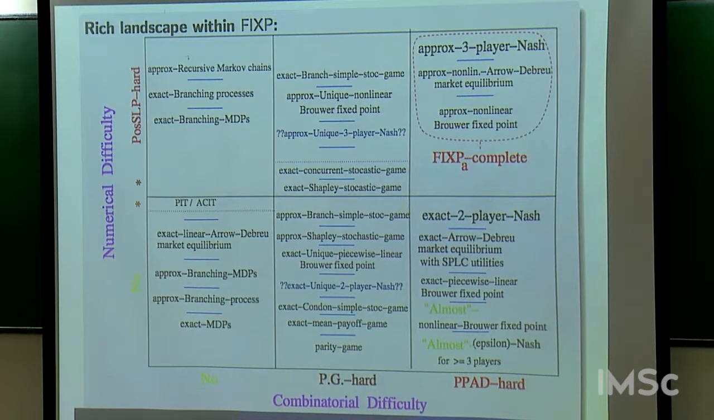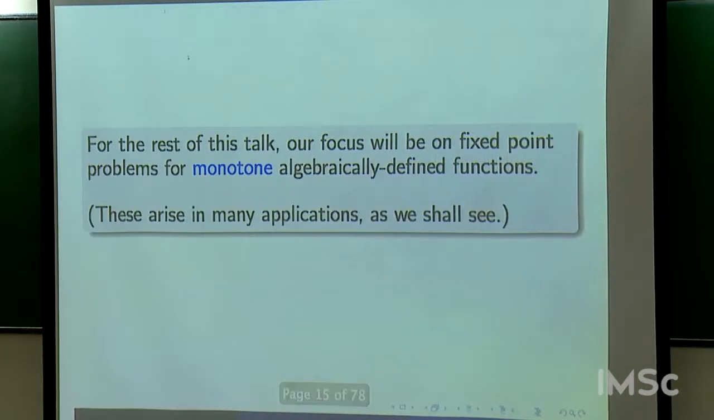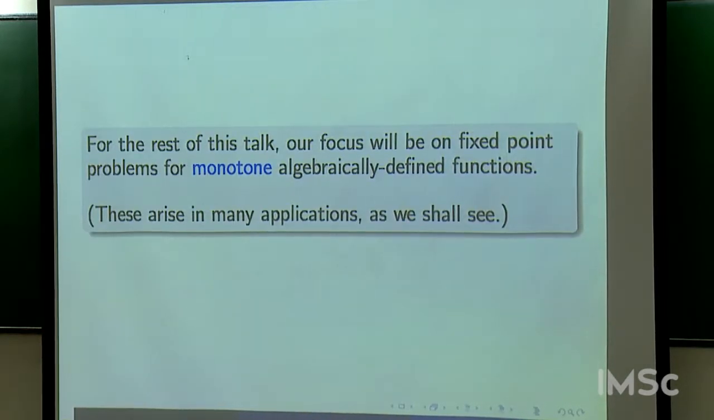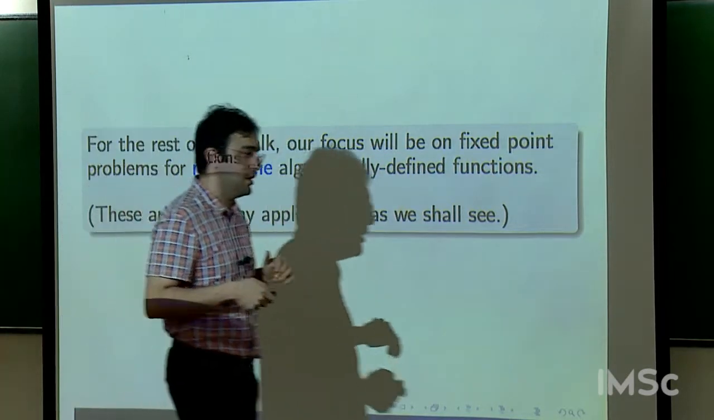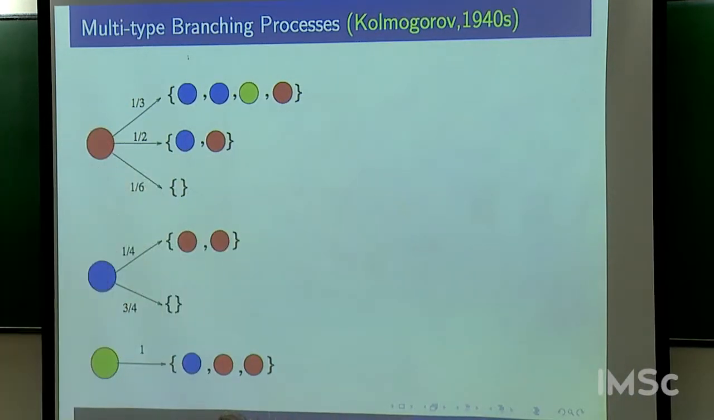So let me try to navigate this landscape by taking a very specific class of fixed point problems that are much more tractable and end up yielding interesting algorithmic results. For the rest of this talk, I'm going to focus purely on monotone algebraically defined fixed point problems. And these turn out to have many interesting applications, but they're also interesting algorithmically and from a computational complexity point of view. And so let me set this up.